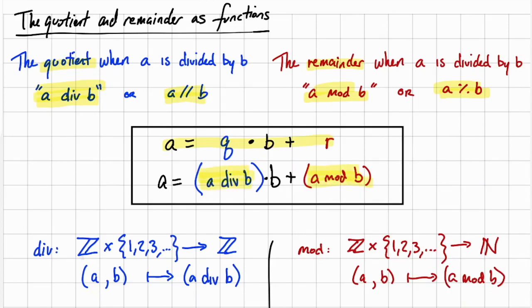As functions, we see that div takes in two numbers. It takes in the a and it takes in the b. a can be any integer, but b can only be positive integers. And when we take a div b, the answer lies in the set of integers. Similarly, the mod function takes in two numbers. It takes in any integer and then a positive integer, and the output is a natural number.